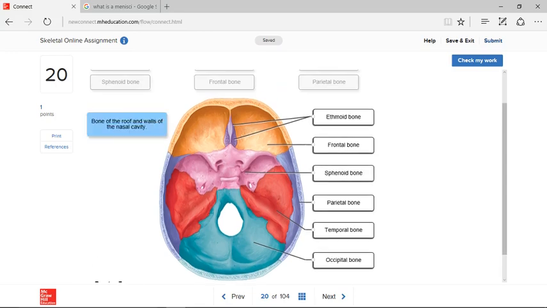So there we go. We got the ethmoid bone, the bone of the roof and the walls of the nasal cavity; the frontal bone, the bone of the forehead; the sphenoid bone, the bat or owl-shaped bone that makes up the floor of the middle cranial fossa; the parietal bone, which is the superlateral cranial bone; and the temporal bone that surrounds the ear and makes up the lateral wall of the skull. You can feel that just by touching your ears right there. And last but not least, the important occipital bone that forms the base of the skull.